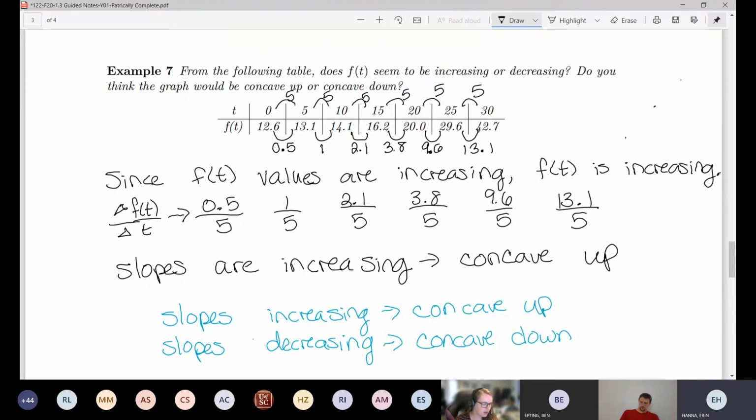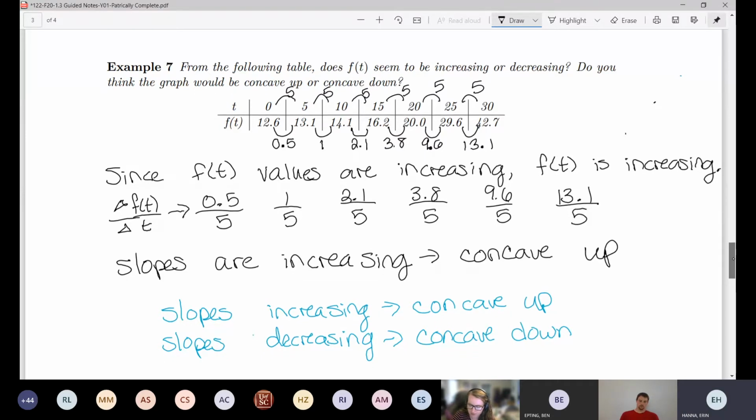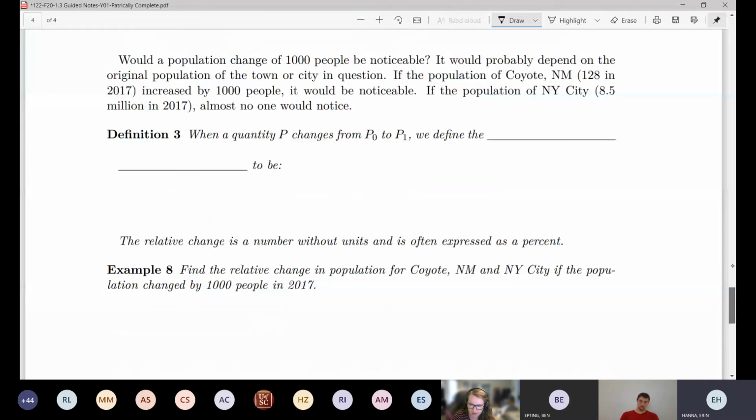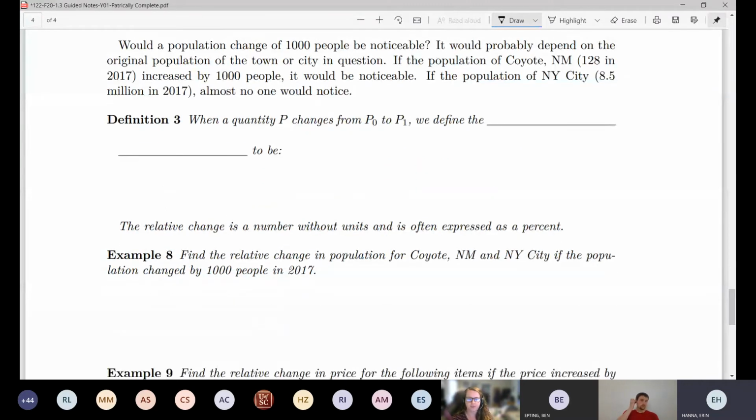Okay. Now concavity, just like with interpreting slopes, is going to disappear from our lives for a little bit after this section, and then come back once we've figured out what derivatives are, and we're going to talk about concavity again in that section. So this will come back later, but it's introduced here. So anyway, moving on. The last bit of 1.3 is something called relative change.